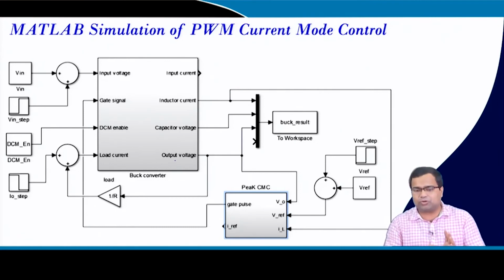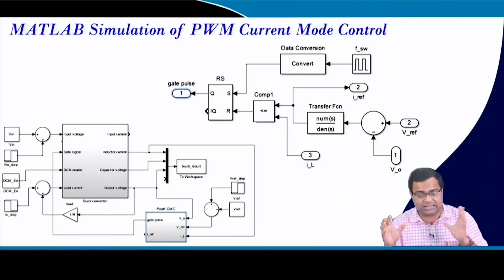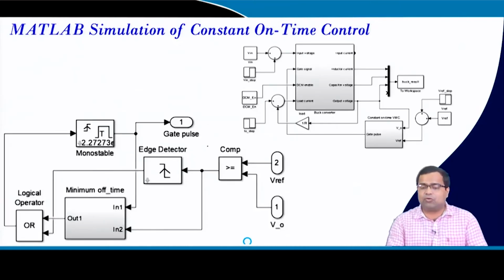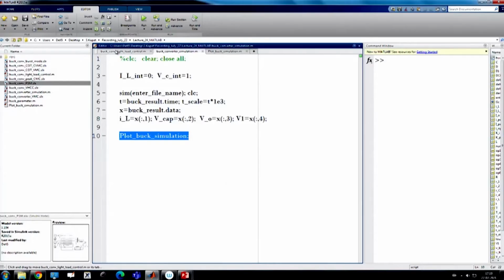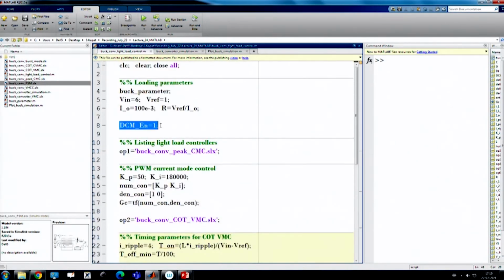You can use the current mode control PWM technique under light load, and this we have already discussed multiple times. Then we can go for constant on time control, which I have also discussed. If you go inside this block, you remember that since you are operating in discontinuous conduction mode, you have to enable the DCM. I have enabled the DCM at the very beginning. That means I want to operate this buck converter like a conventional buck converter, not a synchronous buck converter.